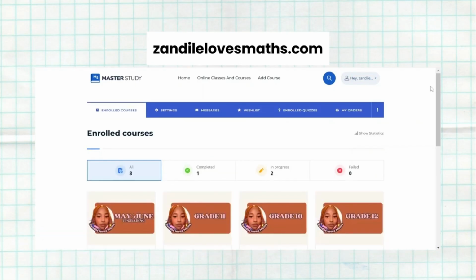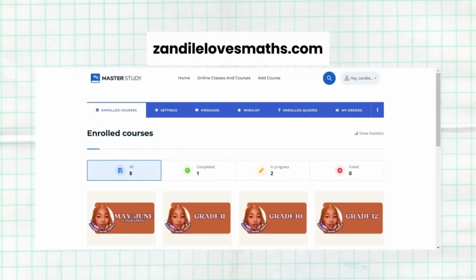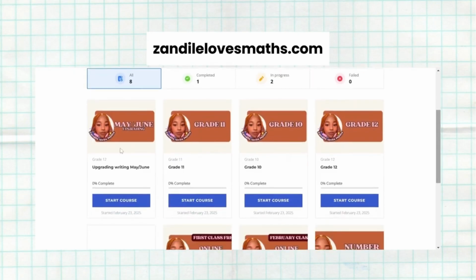So if you're having a problem seeing it, just go to your enrolled courses. You'll see it there. But if you are having any difficulties enrolling on your own, please send me a WhatsApp. I'm going to leave my WhatsApp number below, and you're going to say start course.